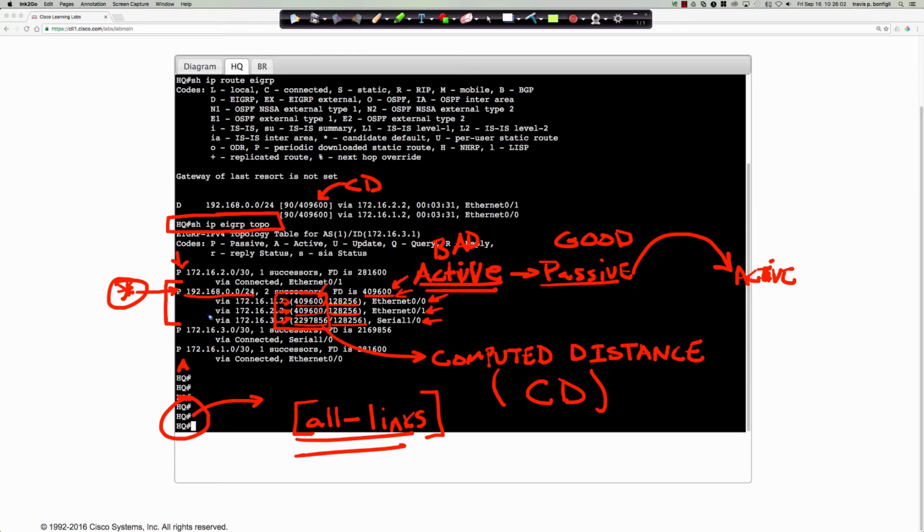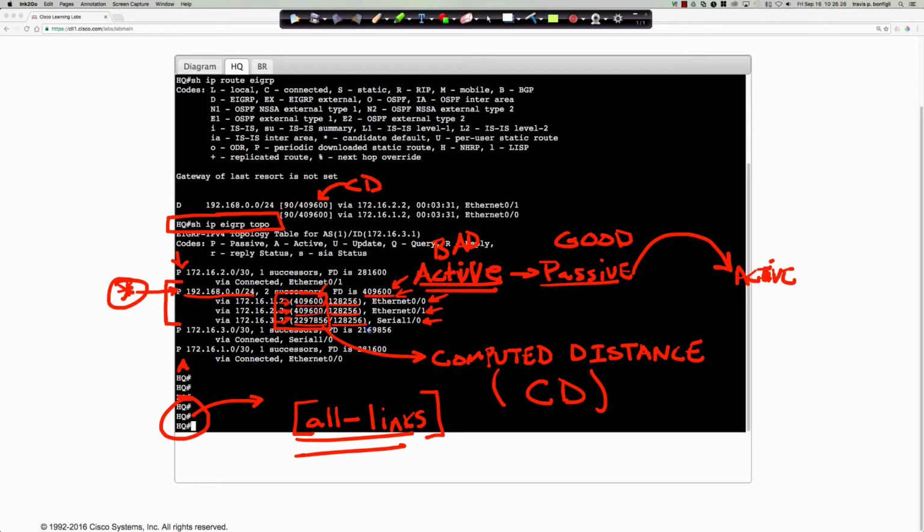successors. And remember, in order to be a feasible successor, that successor path, that next hop router, must meet the feasibility condition. And so that leads us to the next logical step. Well, then what is the feasibility condition and how does a successor meet that?